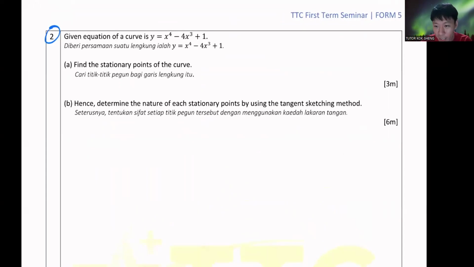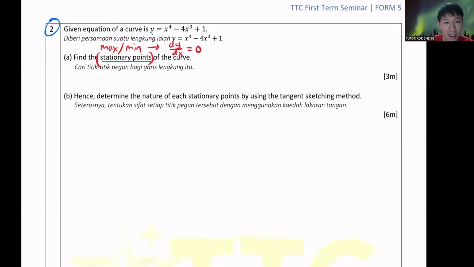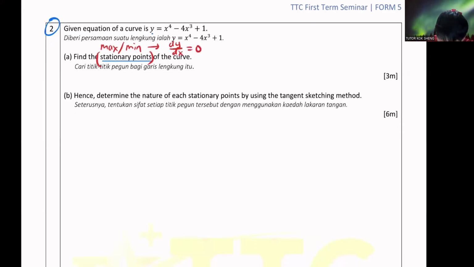Okay, let's see. Again, this is the differentiation chapter, okay? Chapter 2. Given the equation of the curve is this one, find the stationary point of the curve. Stationary point, just to recall back for you, max min point. Which means to find a point, you have to go for dy dx, your differentiation, equal to 0. So make it fast, differentiation equal to 0.